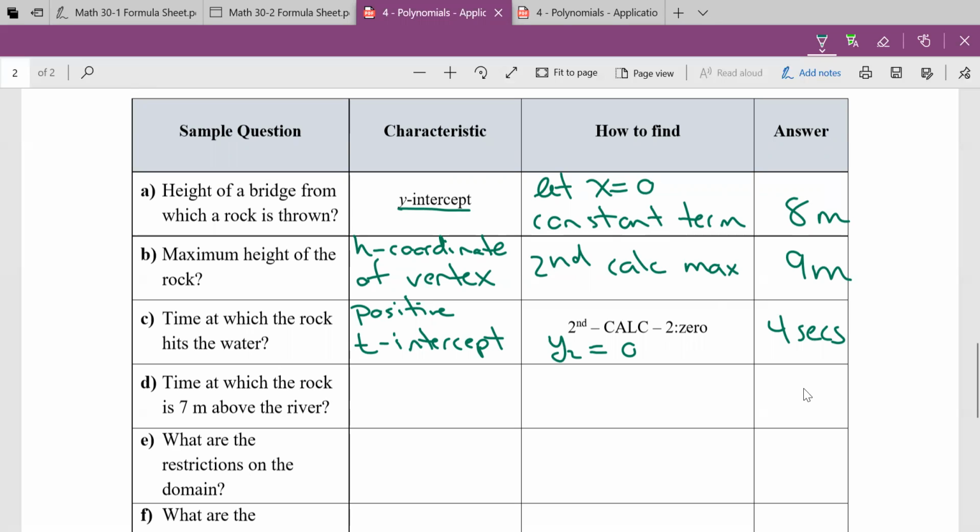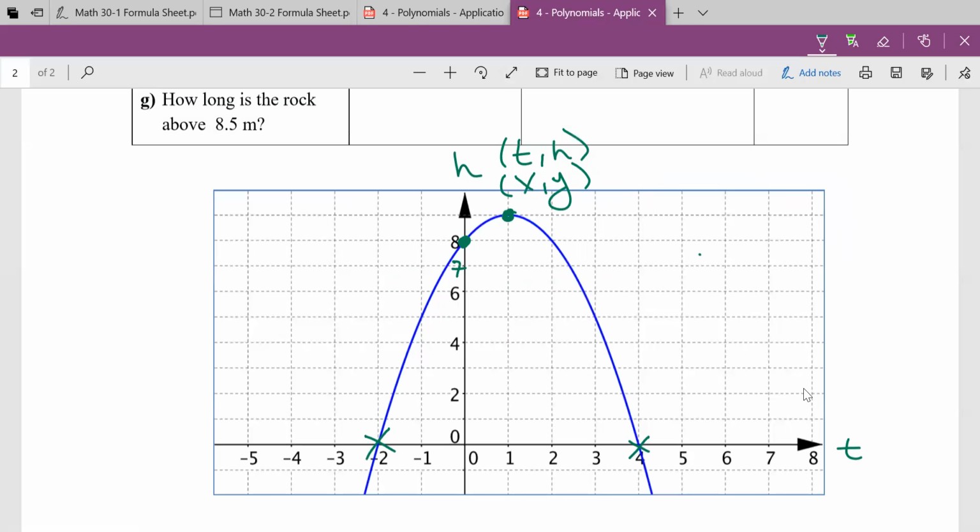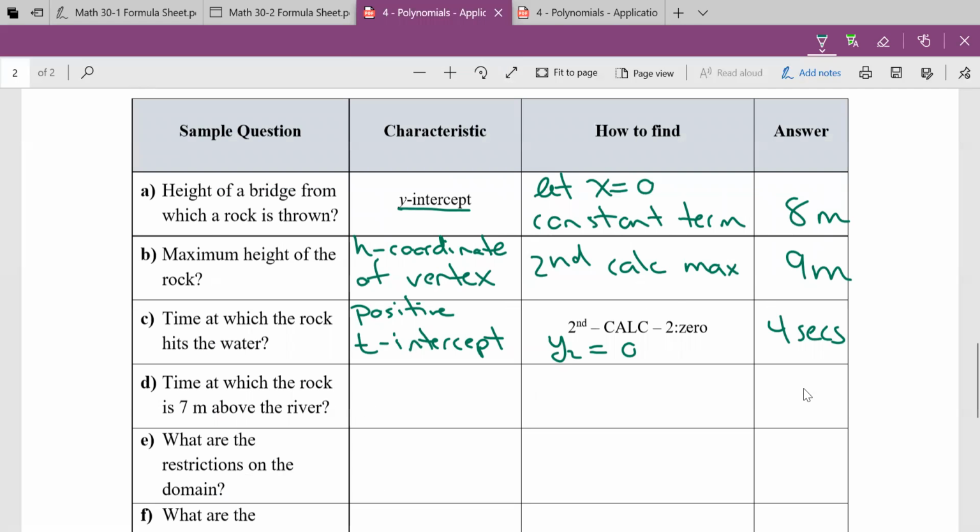D, time at which the rock is 7 meters above the water. Okay, well, 7 meters is right here, so it's right there, 7 meters. So how am I going to find that? I'm going to find the intersection.